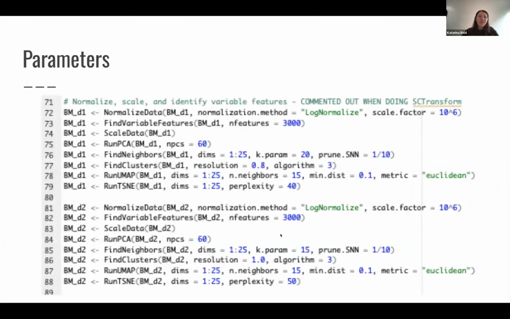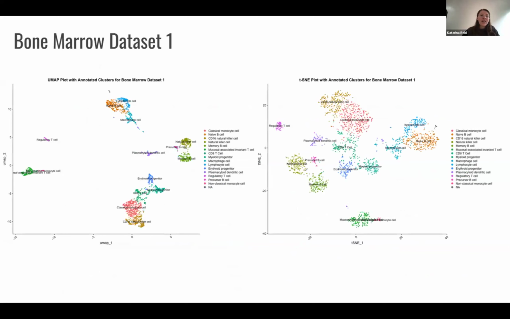And so the parameters I came up with were 3,000 for the features, usually between 2,000 to 5,000 I found most reasonable, about 60 for the NPCs, dimensions 1 to 25, and so on. Interestingly, the parameters ended up being pretty similar between the two data sets, which made things a little bit easier. I think the only difference was I increased the resolution slightly to tighten up the clusters on the second data set. And then here's what I came up with.